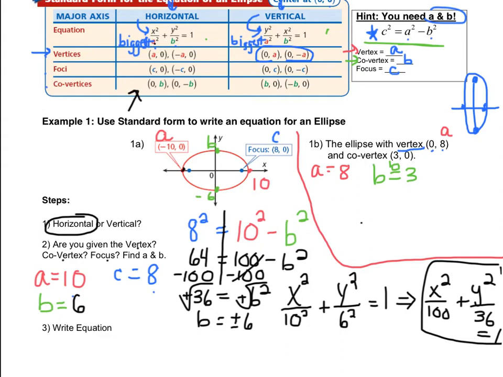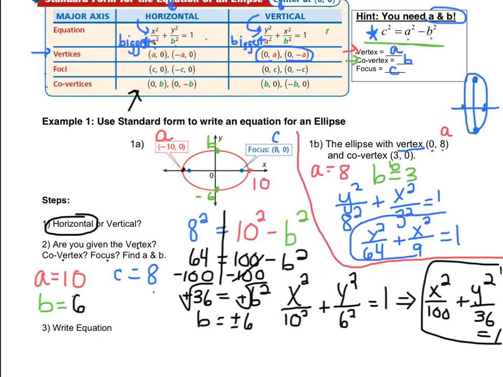So let's go ahead and write the y squared over our a squared, which is 8 squared, plus x squared over b squared, so 3 squared, that equals 1. And then the last step is to simplify. So our answer will be y squared over 64 plus x squared over 9 equals 1. So that's our final answer.